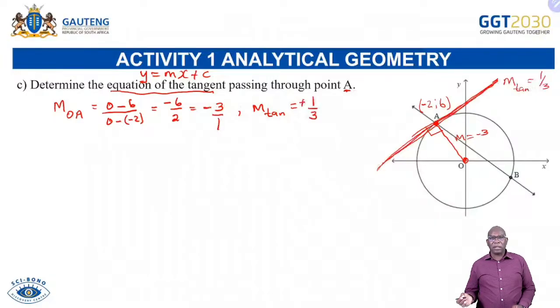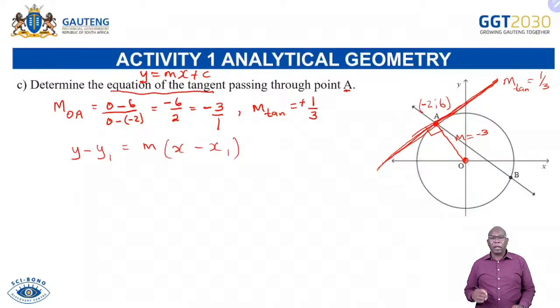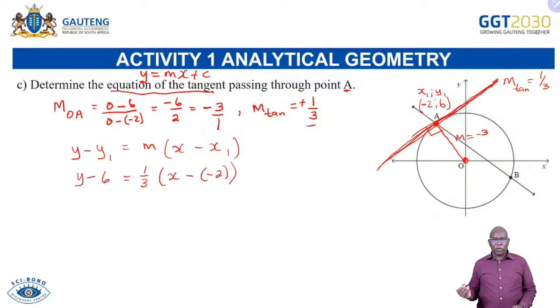So I've got a gradient and a point, here's the point. Simple. So I'll go y minus y1 equals m times x minus x1. This formula is there in the formula sheet. Then I substitute. I'm going to call this point x1 and that one y1. So I'll say y minus, what is my y1? 6. What is my gradient? 1 over 3. What is my x1? -2. Then I multiply out and transpose, and I get the equation.